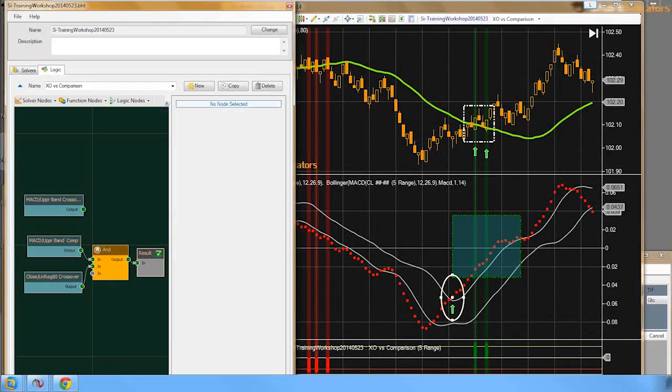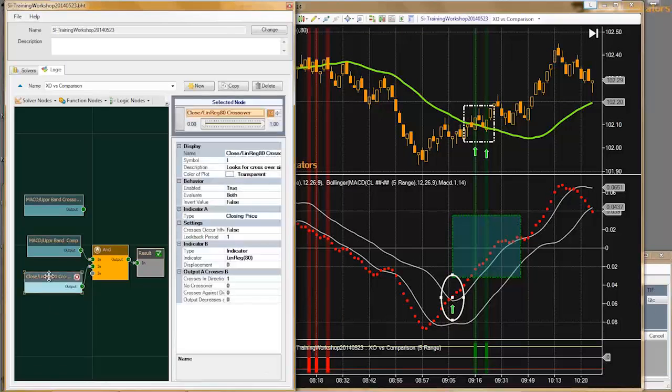Celso's got one here. Could you go over what you just did on the settings? Let's see. Settings. So Celso, which settings? The indicator settings or the solver settings? Are we talking the crossover? Okay. So he's talking about go over what I just did on the crossover settings.